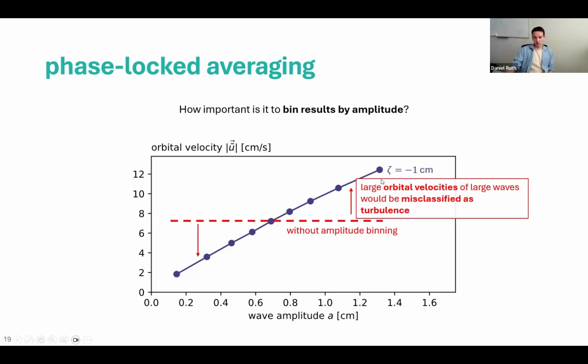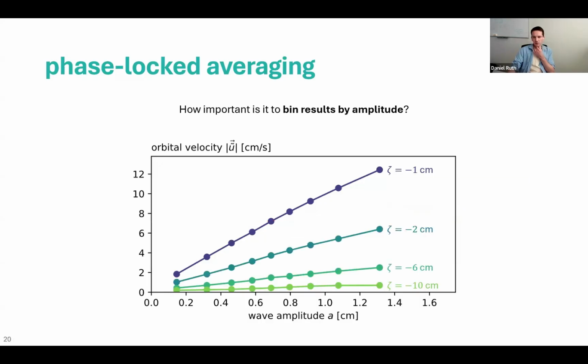When the wave is big, there would physically be a large orbital velocity, but we'd only classify some of it as orbital velocity, and the remainder would be called turbulence erroneously. The same thing would happen with abnormally small waves. So including this amplitude binning is essential to getting an accurate decomposition between the orbital motions and the turbulence, particularly when the wave field you have doesn't have a singular amplitude.